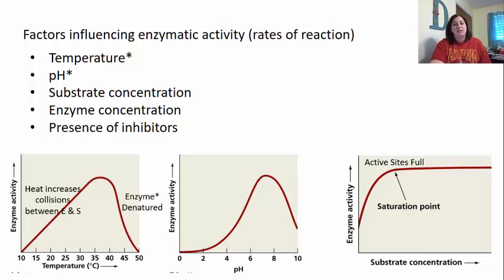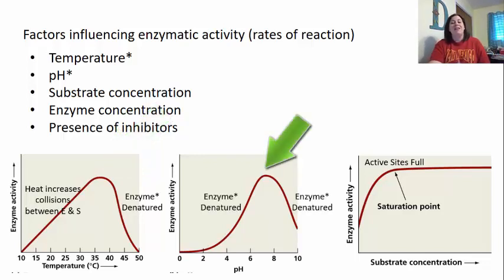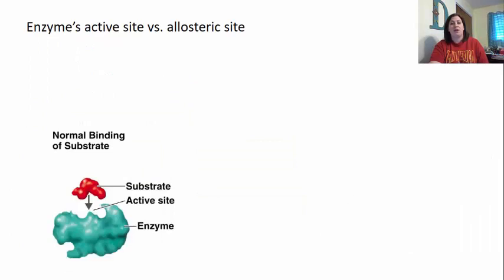So if you look at this particular example, when heat increases, collisions between the enzyme and the substrate start to increase. This is going to be where they increase up to a certain point until it gets too warm, and then the enzyme starts to denature, it starts to unfold. Same thing here with the pHs. If we are on either side of that pH, if it's too acidic or too basic, the enzyme will denature as well.